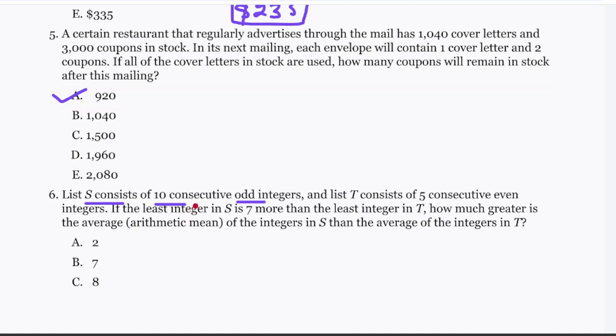List S consists of 10 consecutive odd integers. Now I explained to you that odd integers mean x, x plus 2, x plus 4, x plus 6, where x is odd, right? And T consists of 5 consecutive even numbers. This is again x, x plus 2, x plus 4, etc. Here x is even.